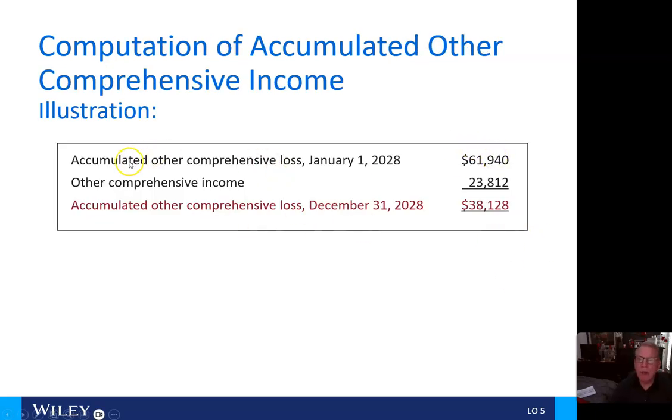Now, we have accumulated other comprehensive loss as of the beginning of 2028 of $61,940. We add that other comprehensive income of $23,812. I'm sorry, we subtract that other comprehensive income, and that gives us an accumulated other comprehensive loss at the end of 2028 of $38,128.